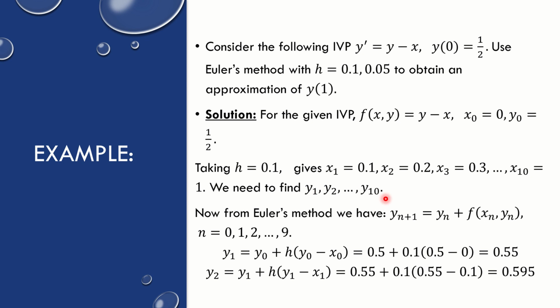Now you see, if you want to find y1 with h equal to 0.1, we need to find y10. So there are 10 times you will do these calculations. So it's time consuming. Now can you do this by calculator directly? So the answer is yes. There is a trick to do that, and I'm going to explain that.